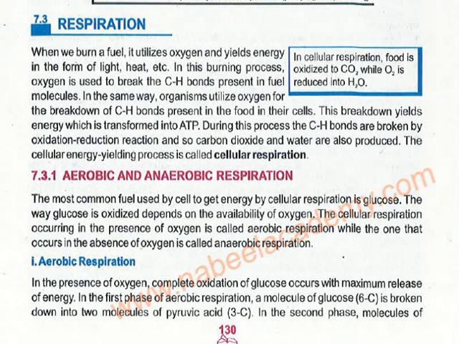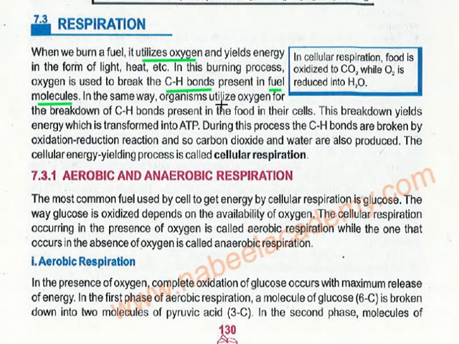In this burning process, what happens? The oxygen is used to break the CH bonds present in the fuel. Now they are teaching you about respiration. Always remember, during the process of burning, oxygen is utilized to break the CH bonds in the fuel molecule. For example, if we are talking about coal, the CH bonds are broken with the help of oxygen. That is why we say that respiration always needs oxygen and burning also needs oxygen.